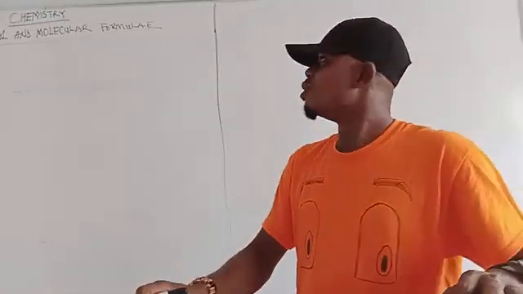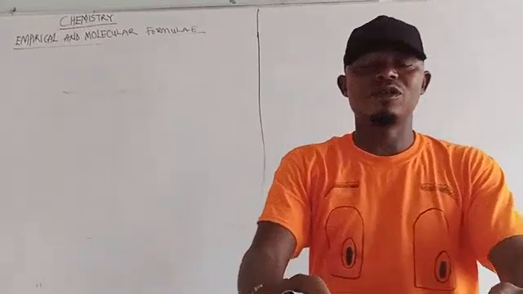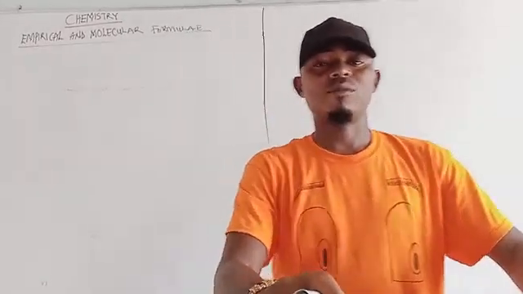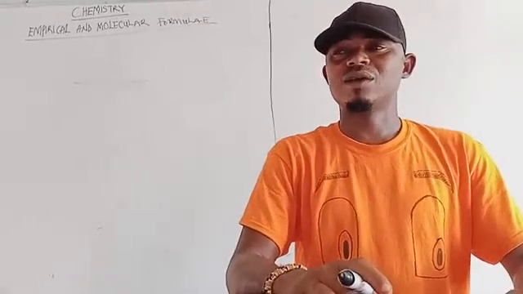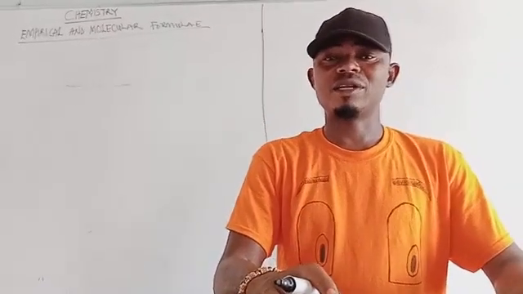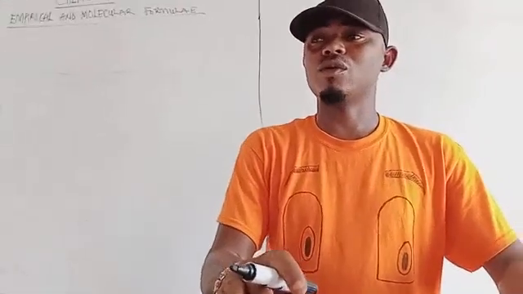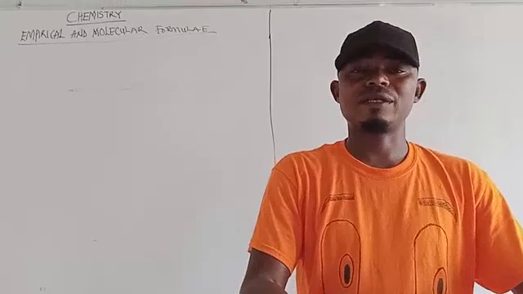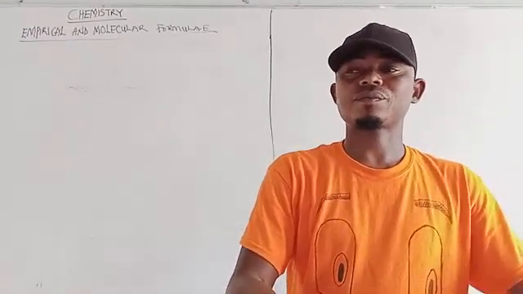Today, we'll be looking at empirical and molecular formulae. In our last class, we studied the relative atomic mass and the relative molecular mass. We saw how we can calculate both. Today we're going to look at how we can use these to get the empirical formula of a substance and the molecular formula of a substance.